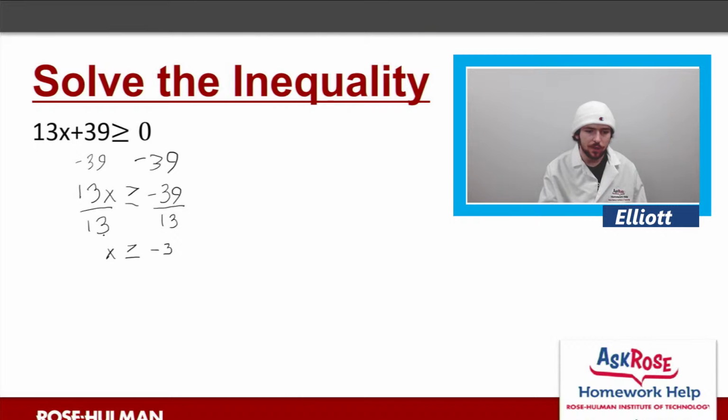Whenever you get an answer from doing an inequality, you can choose numbers that are bigger than this one. So let's again go back to the idea of a number line. It's not the straightest line, but it gets the job done. So let's say we had negative 3 right here, right? I actually drew my number line wrong.